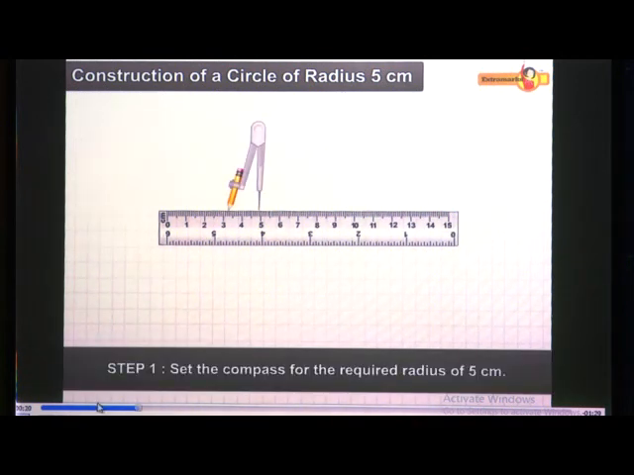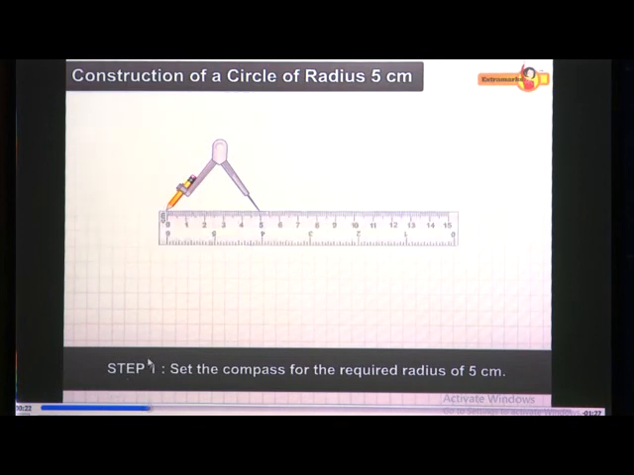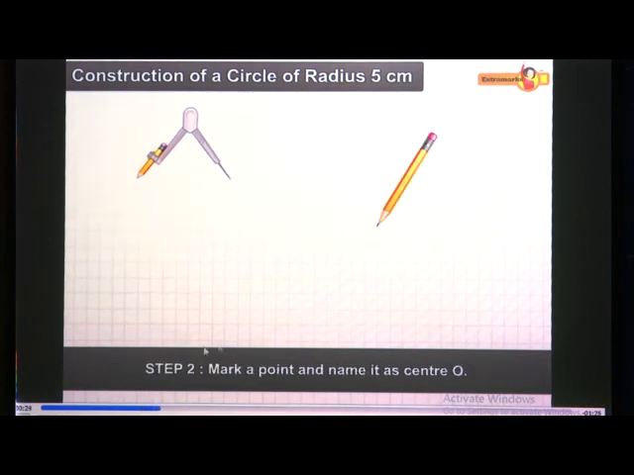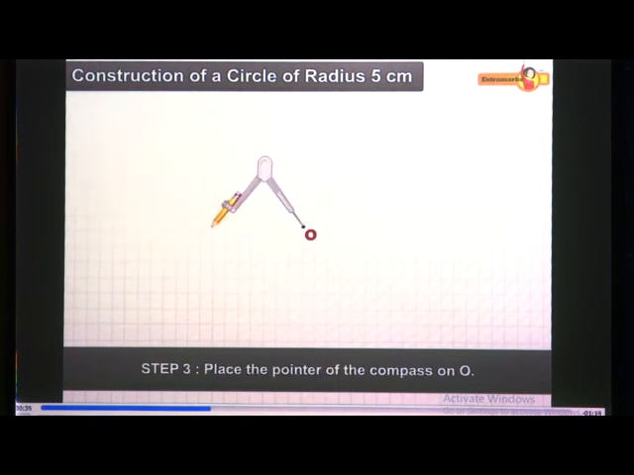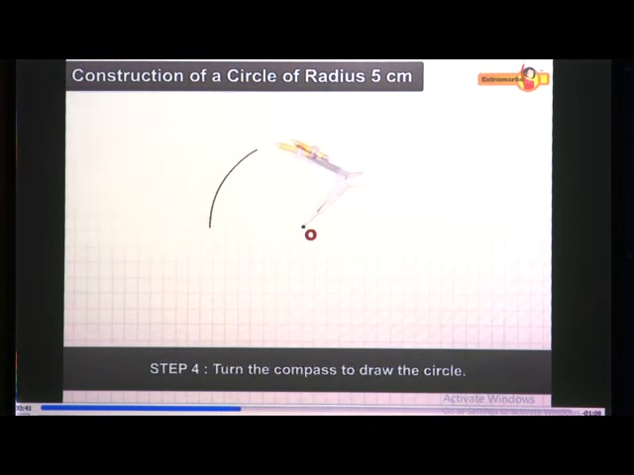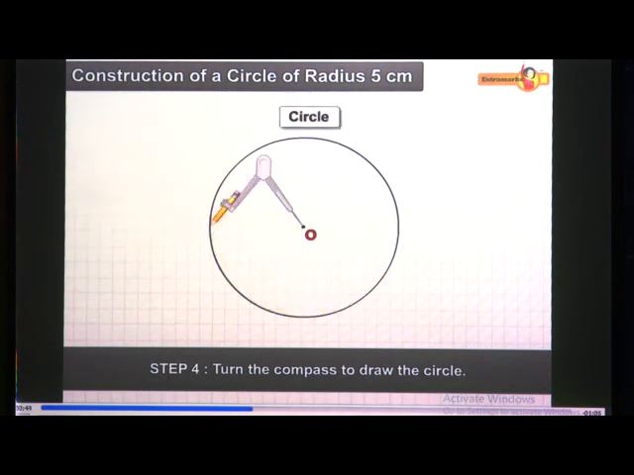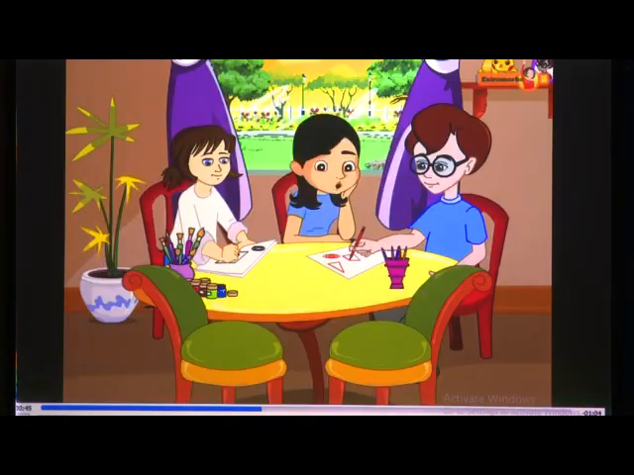Step 1. Set the compass for the required radius of 5 cm. Step 2. Mark a point with a sharp pencil where we want the center of the circle to be and name it as O. Step 3. Place the pointer of the compass on O without disturbing its opening. Step 4. Turn the compass slowly to draw the circle. So wasn't it easy to draw a circle?